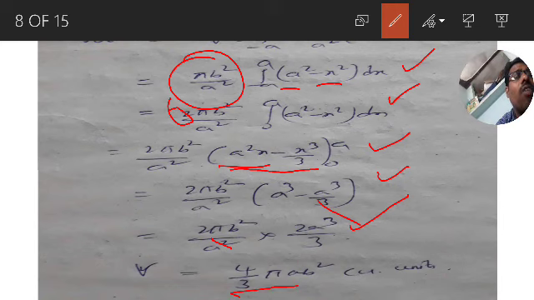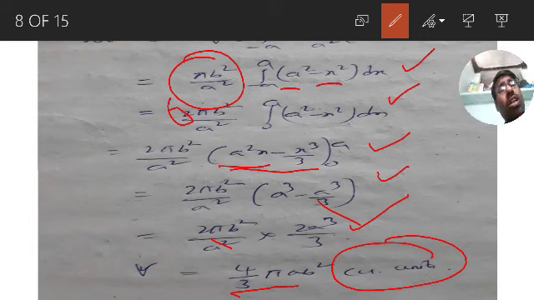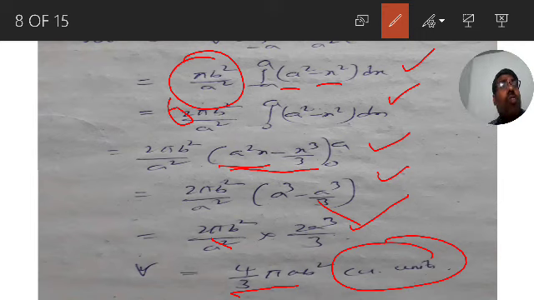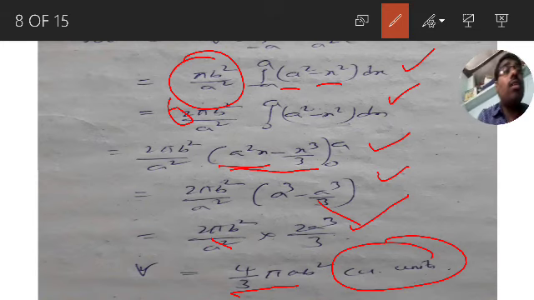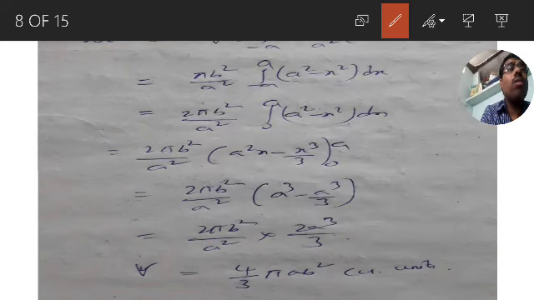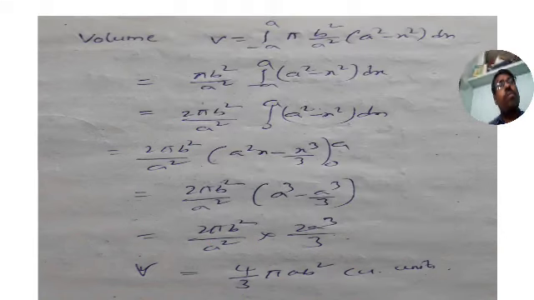Since we are finding volume, you have to write cubic units. So volume is equal to, what is the answer? Volume is equal to 4 by 3 pi into a into b square. 4 by 3 pi a b square cubic units is my volume of a solid generated by rotating the ellipse about the x-axis. Are you getting, guys? Very simple problem, and these are previous problems for 5 marks.